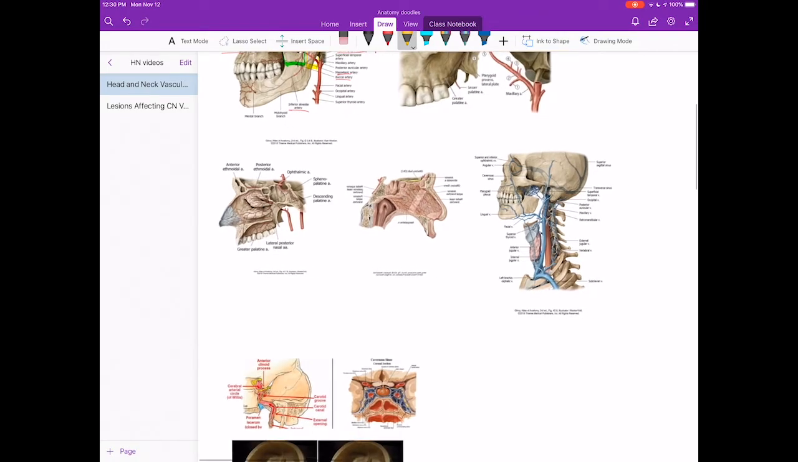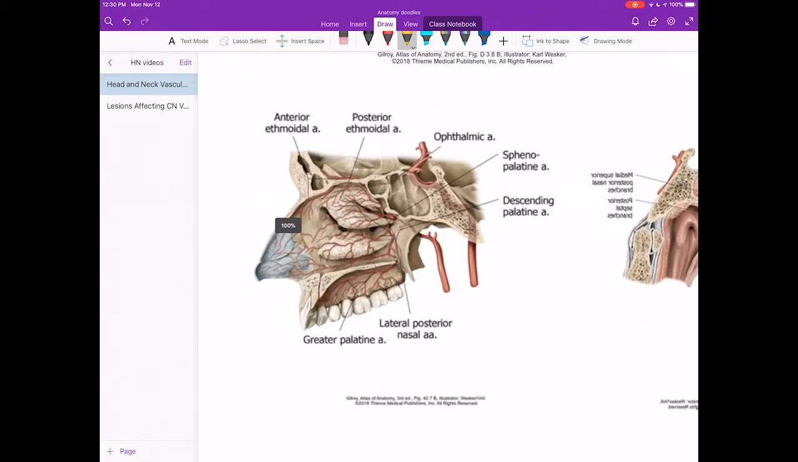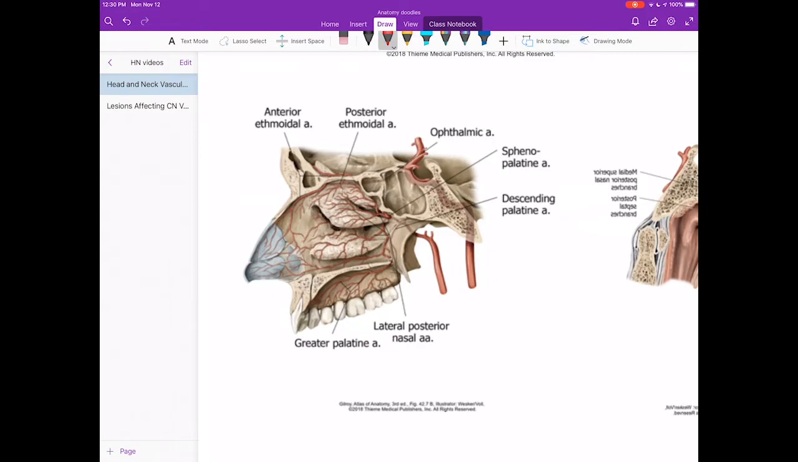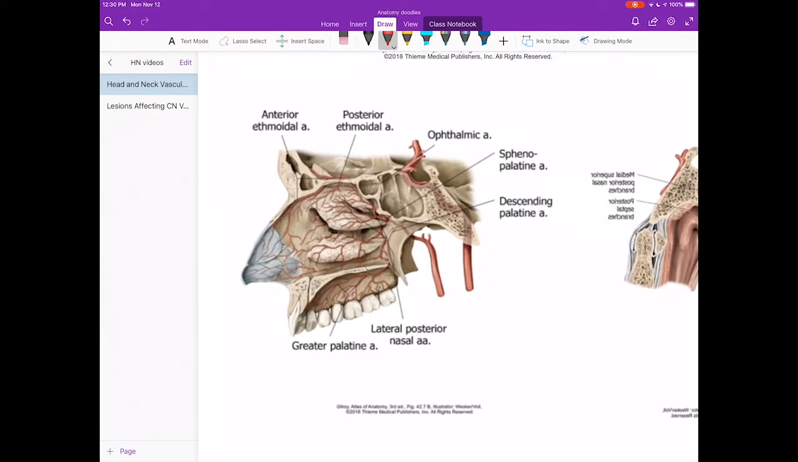All right, so let's take a look at the nasal cavity from the inside. Here is our maxillary artery coursing this way. And now we've entered into the pterygopalatine fossa, and this right here is the sphenopalatine foramen, the SPF. The sphenopalatine artery went into the sphenopalatine foramen. And then from here, it does all sorts of branching.